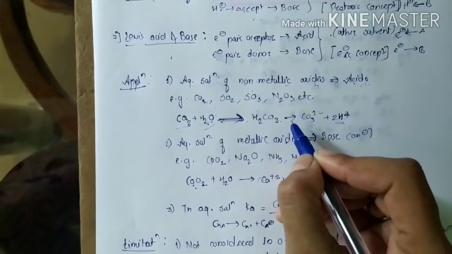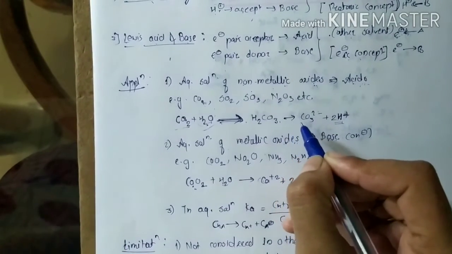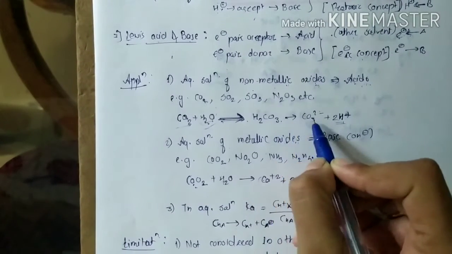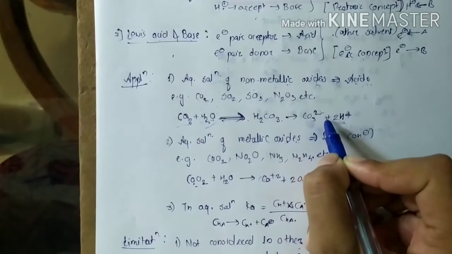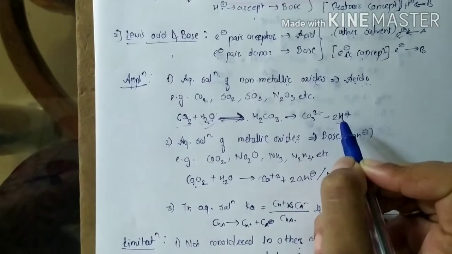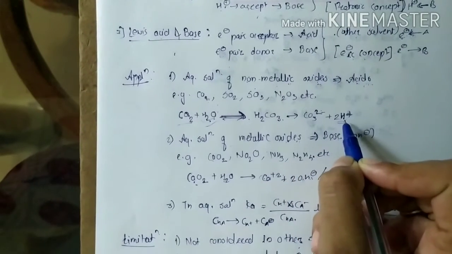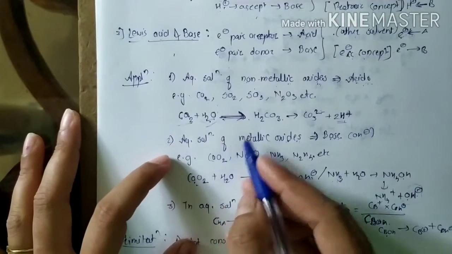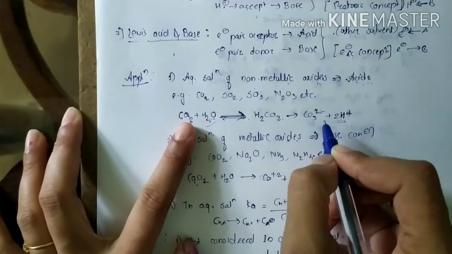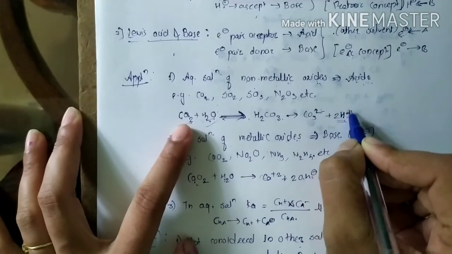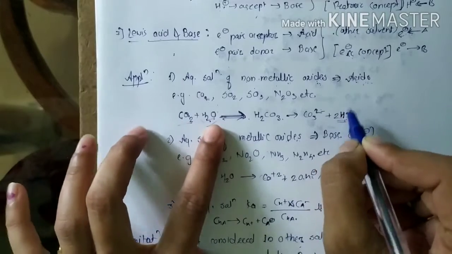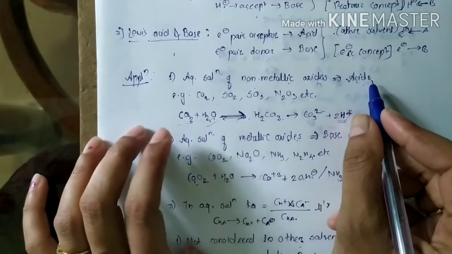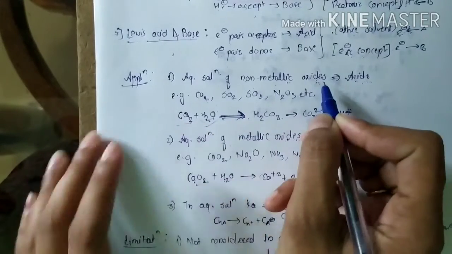H2CO3 again dissociates to form CO3 2 minus and 2H plus. That means carbon dioxide forms protons in aqueous medium, and that's why it acts as an acid, and carbon dioxide is a non-metallic oxide.